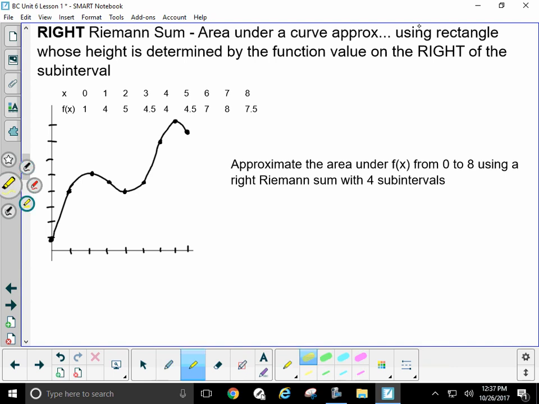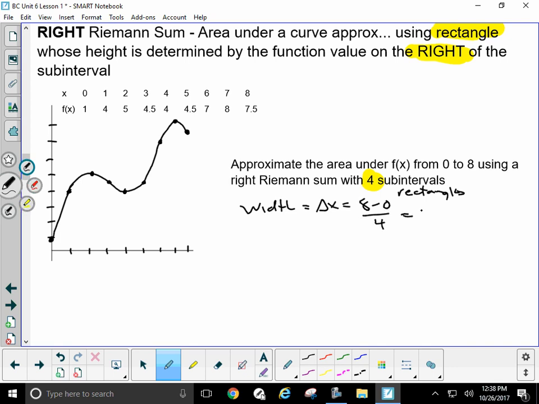Rectangles again. Only the height is going to be determined by the function value on the right of the interval. Again, we're going to use 4 subintervals. We're going to go from 0 to 8. So we understand that we have 4 objects, 4 rectangles. We know the width of my rectangle, my delta x, is b minus a over n. Again, it's 2. I'm not always going to ask you for 4, but for the first couple examples, I will ask you for 4, except for the last one. I'll give you 8 just for fun.